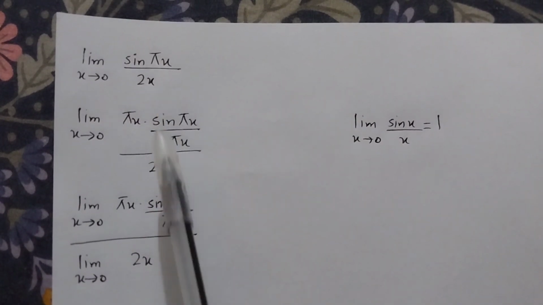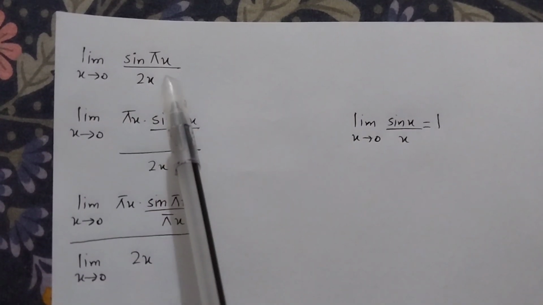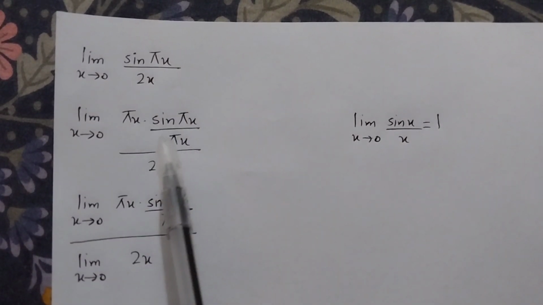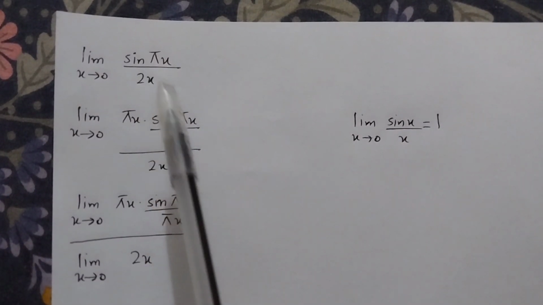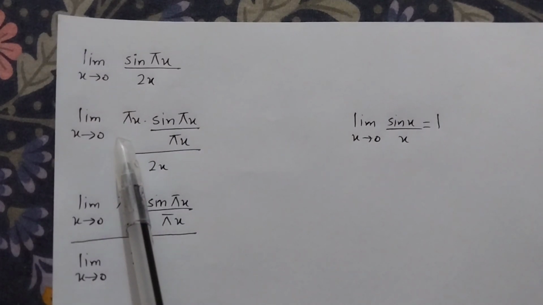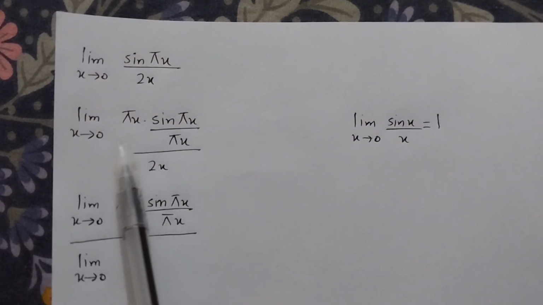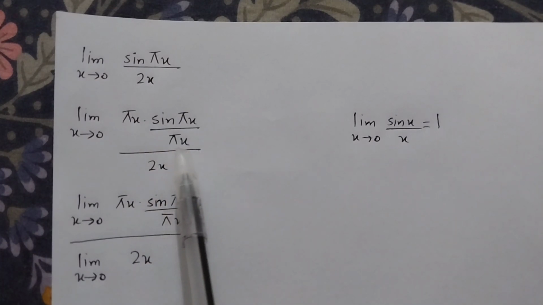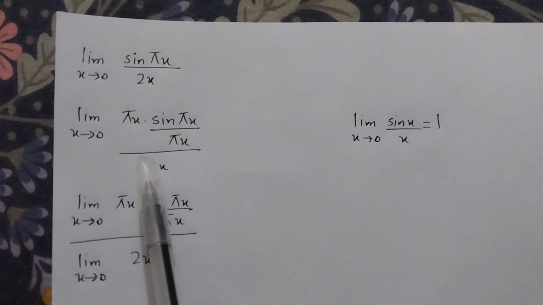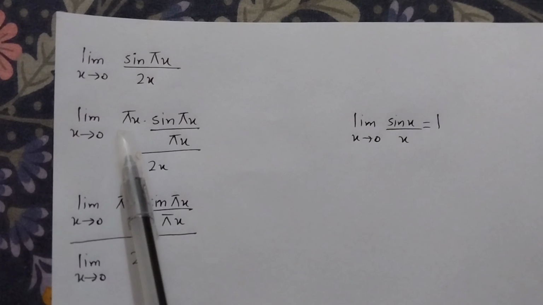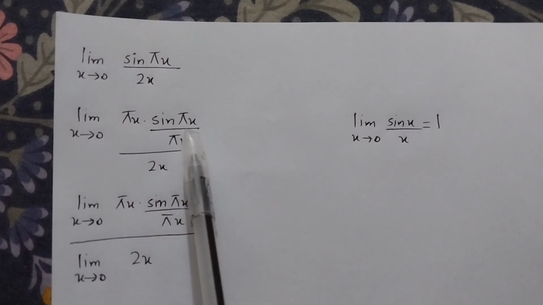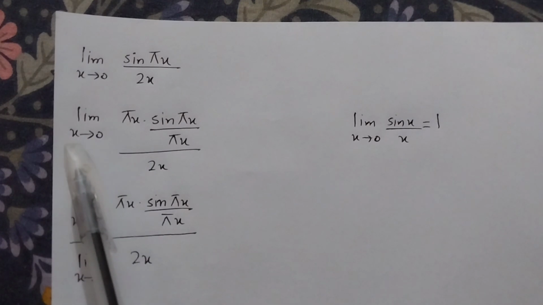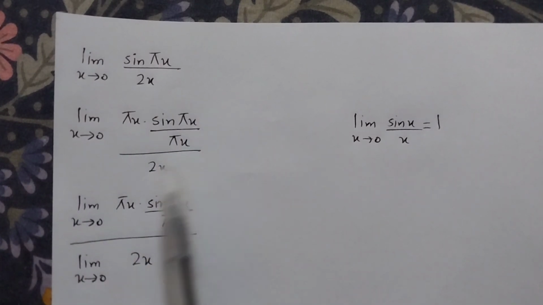So sine pi x over pi x, we divide the numerator by pi x. Obviously, if we want to divide the numerator by pi x, we also need to multiply it so that there is no overall effect. So we are multiplying and dividing by pi x in the numerator, and obviously this limit is being applied to a fraction.